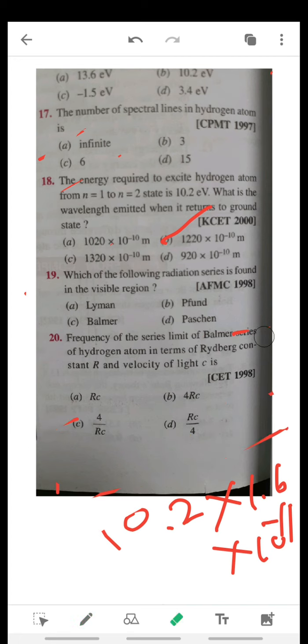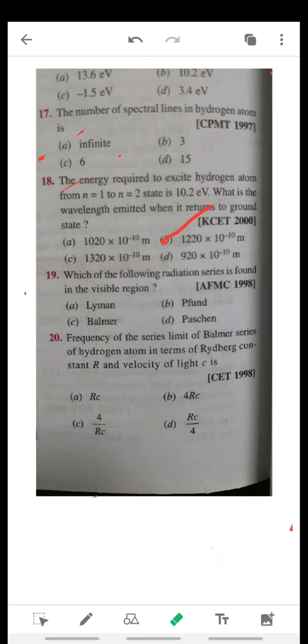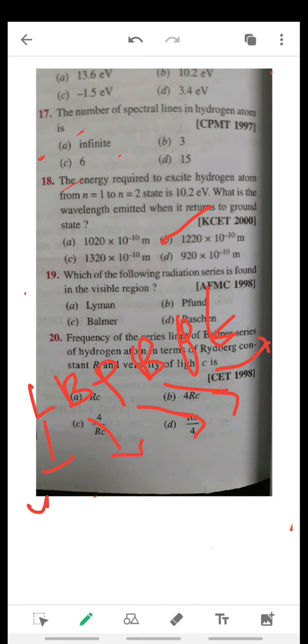Read question number 19. Which of the following radiation series is found in the visible region? How to remember this? I'll explain. Just remember the code LBPBPF, which is used to remember the different series. L means Lyman series, Balmer series, Paschen series, Brackett series, and Pfund series. The first belongs to ultraviolet, the second belongs to visible, and these three belong to the infrared (IR) region.